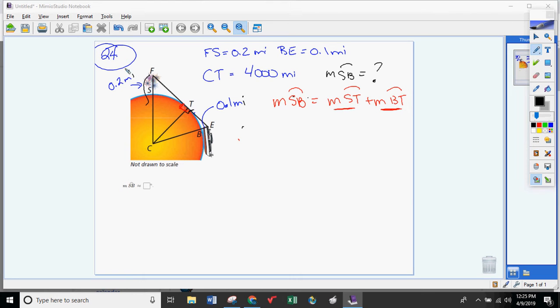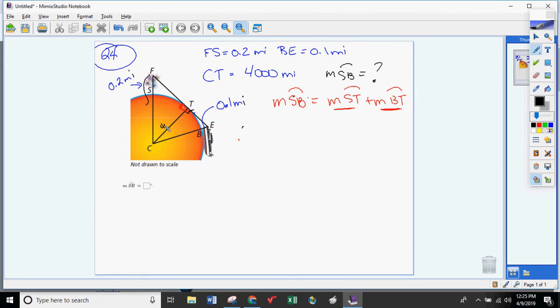This is question number 24 from your homework section 10.5. This is the one about watching the fireworks from the boat at the San Diego Bay. The story problem tells us that the distance from the bay to the fireworks is 0.2 miles. The distance from your eyes to the water is 0.1 miles.